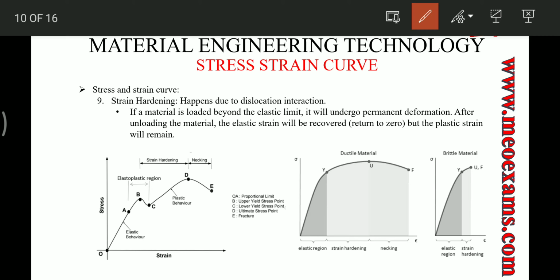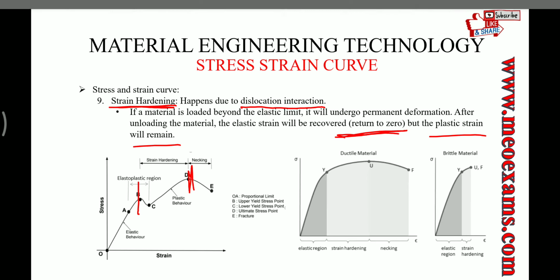Then we have something called strain hardening. This region from point B to point D is called the strain hardening region. Strain hardening basically happens due to dislocation interactions. If the material is loaded beyond the elastic limit, then it will undergo permanent deformation. After unloading the material, the elastic strain will be recovered, okay friends, but the plastic strain will remain. I will tell you that in the upcoming slide.